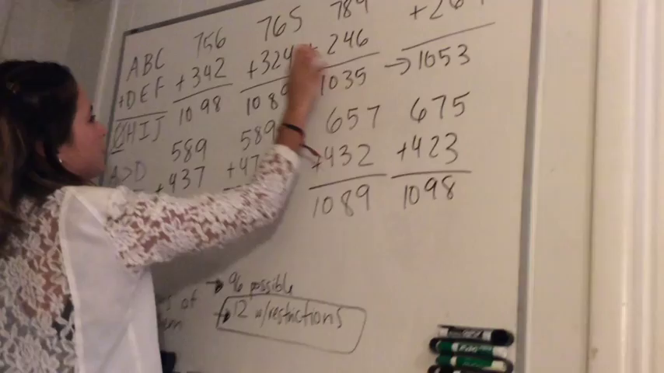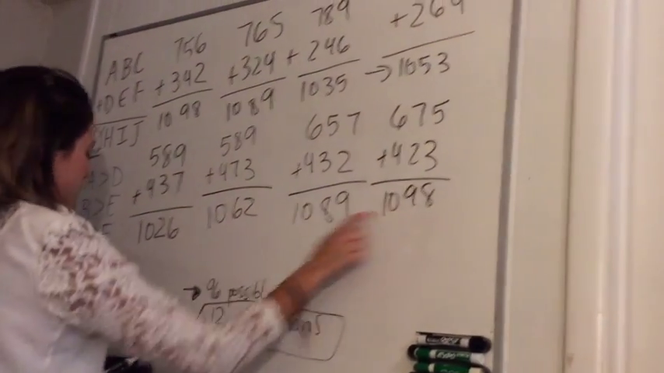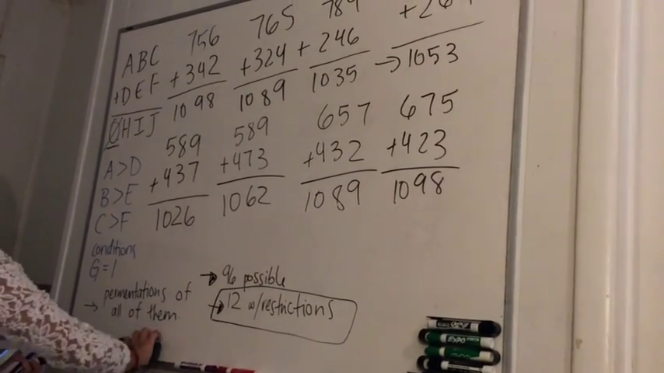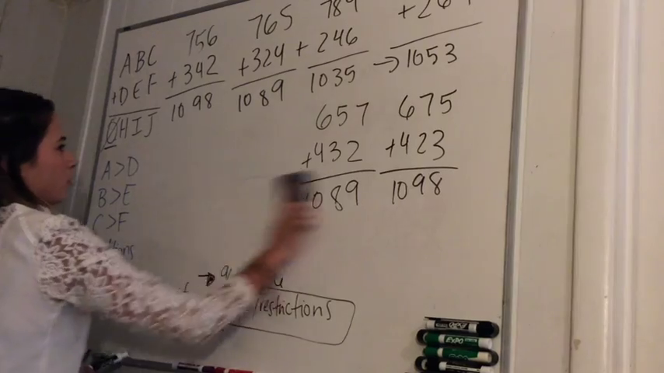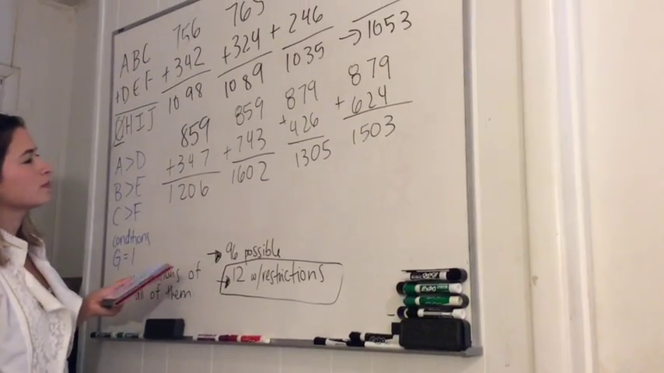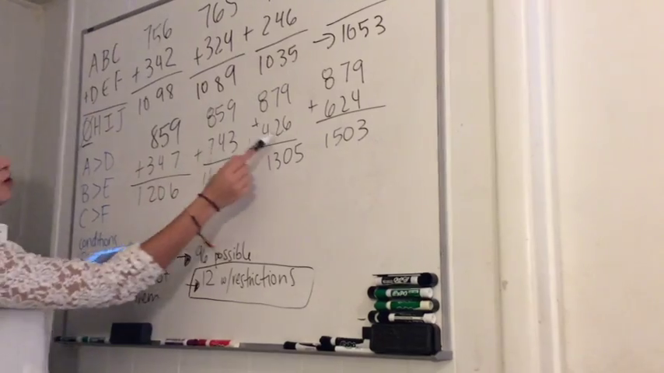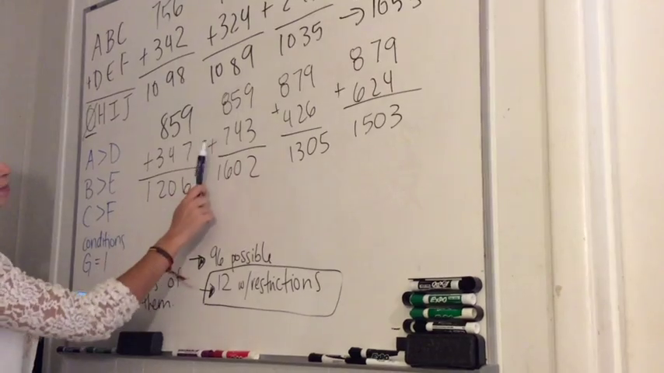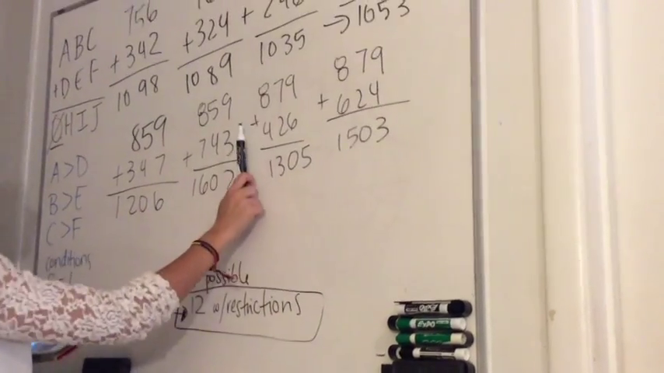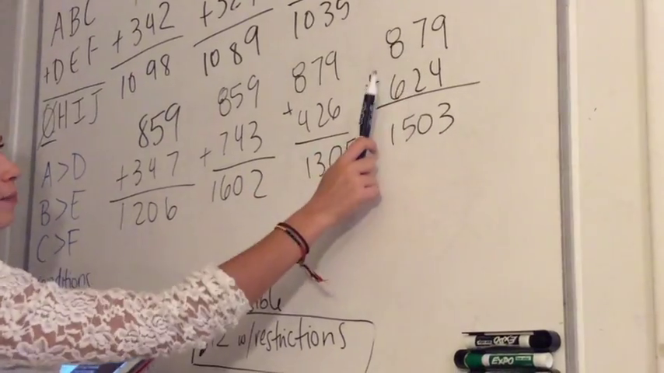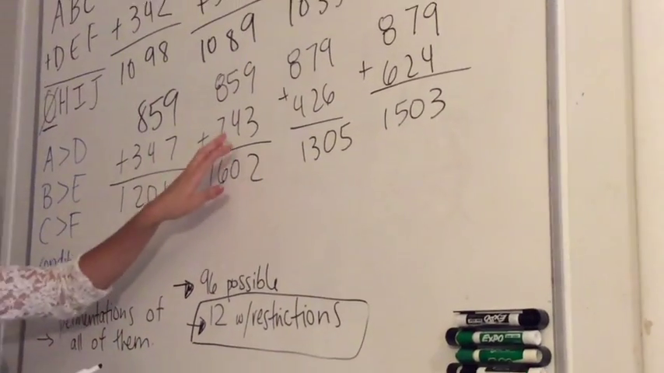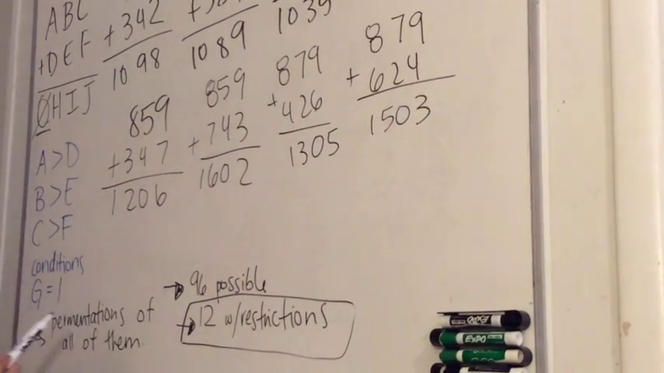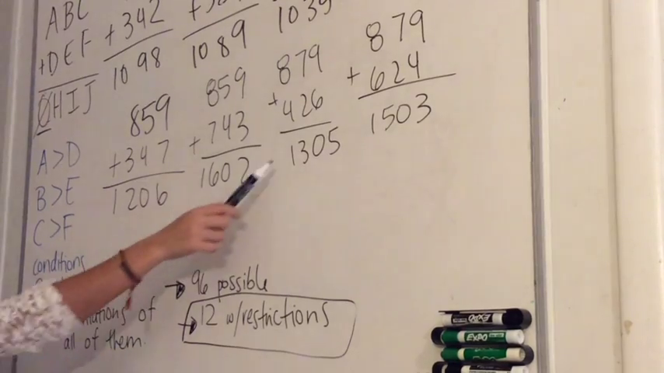So we have 1, 2, 3, 4, 5, 6, 7, 8, and we're missing 4 more. So I'm going to do the 4 that I'm missing. These are the next 4 that I was missing: 859 plus 347, 859 plus 743, 879 plus 426, 879 plus 624. As you can see, we are just flipping the numbers and making different forms, which gives us a different number.